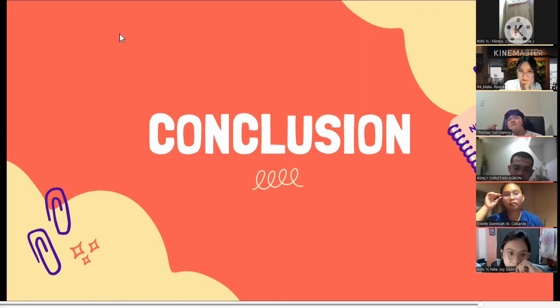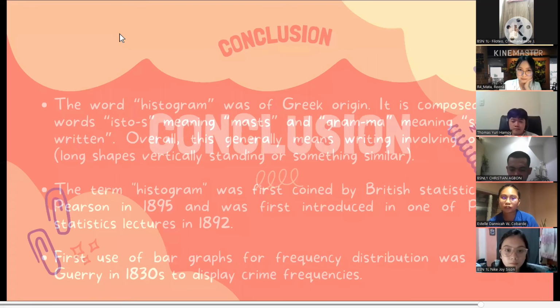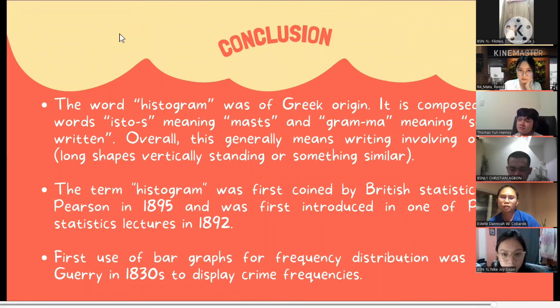So in conclusion, the word histogram was of Greek origin, and it is composed of the words istos, meaning mass, and gramma, meaning something written. So overall, this generally means writing involving mass, which refers to long shapes, vertically standing or something similar. The term histogram was first coined by the British statistician Karl Pearson in 1895, and it was first introduced in one of his lectures on statistics in 1892. However, the first use of bar graphs for frequency distribution was by Andre Michel Guerry in the 1830s to display prime frequencies.